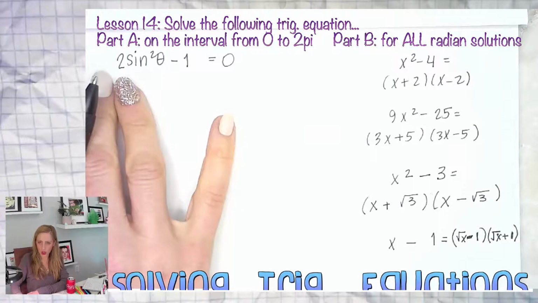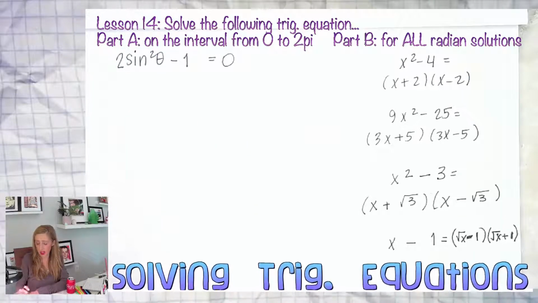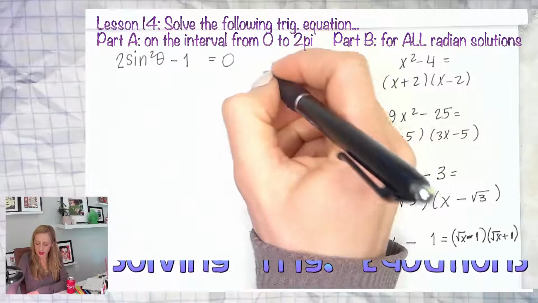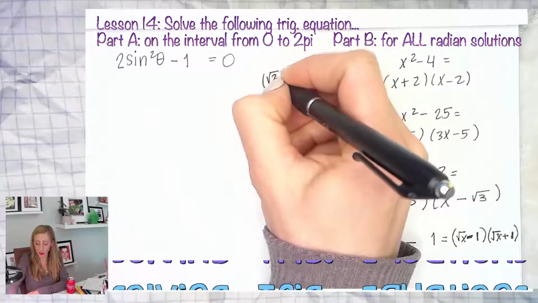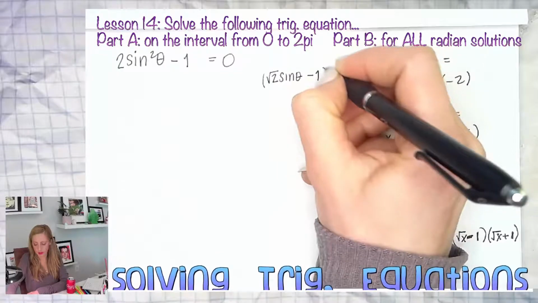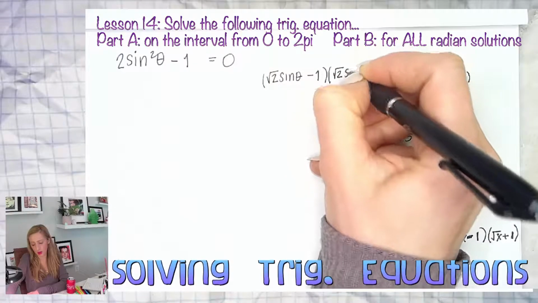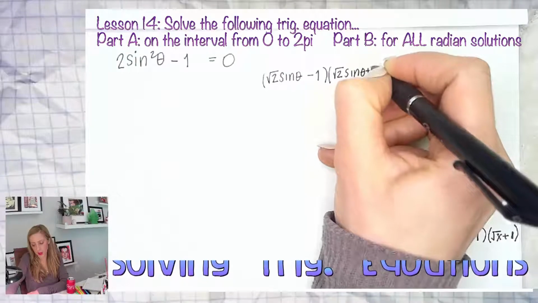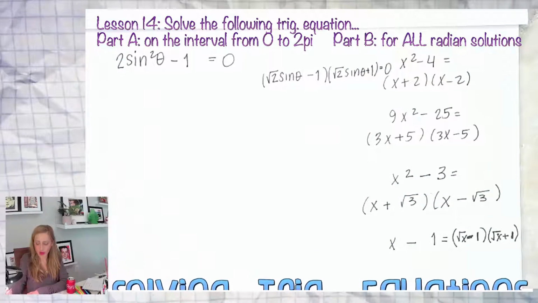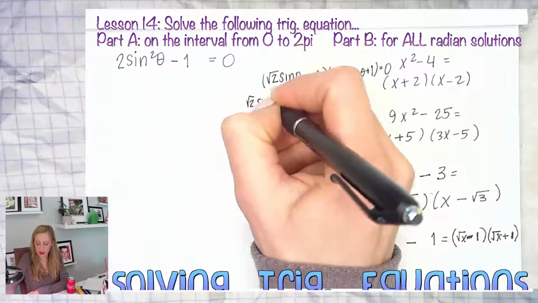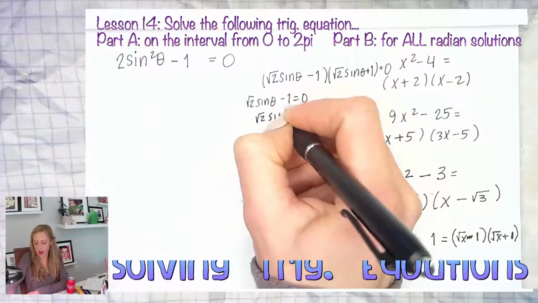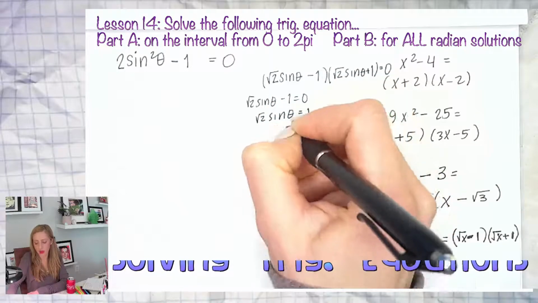Now, going here, could you solve this with factoring? Yes. Will most of you solve it with factoring? No. So I'm going to do that on the side. If I solved with factoring, I would have root 2 sine theta minus 1, root 2 sine theta plus 1 equals 0. And then I would solve from there. Root 2 sine theta minus 1 is 0. Root 2 sine theta equals 1, dot, dot, dot.